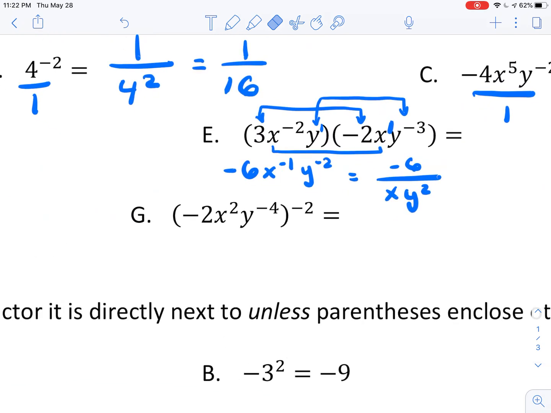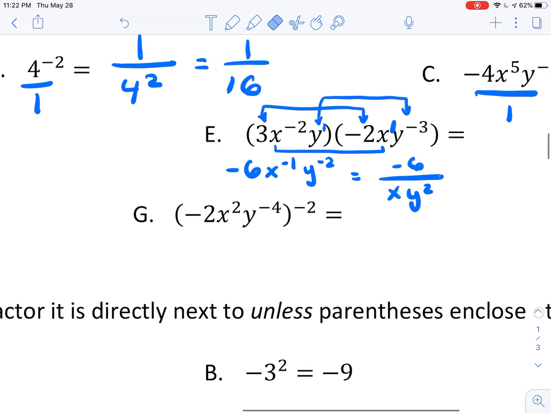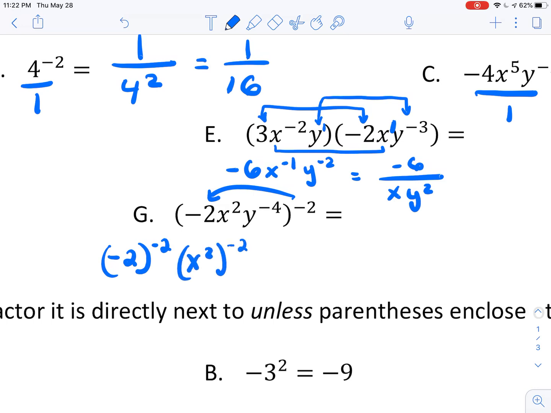Okay, and last but not least, G, we have a parentheses with a power on the outside. What I'm going to do first is I'm going to distribute that, okay? I'm going to distribute the negative 2 to everything in here. So that's negative 2 to the negative 2 power. That's x squared to the negative 2 power. That's y to the negative 4th to the negative 2 power, okay?